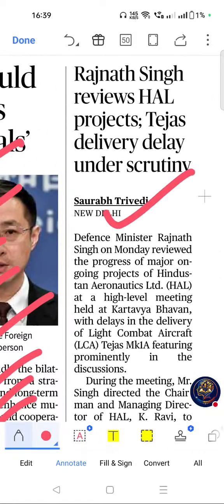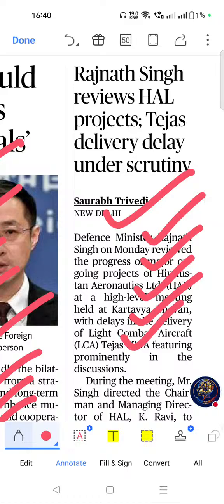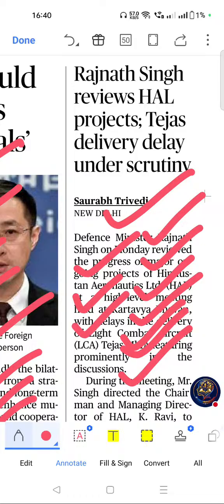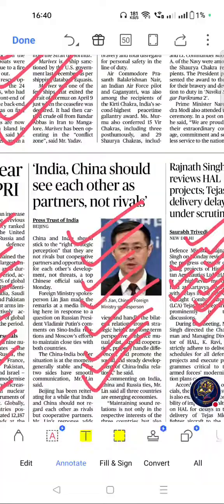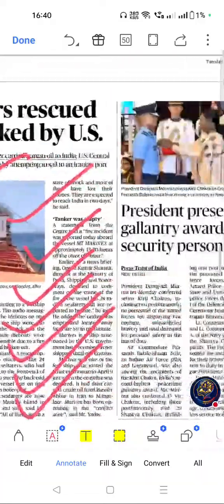Was this? Rajnath Singh reveals HAL project Tejas delay under scrutiny. If you see the importance of this topic, Tejas is a favorite UPSC defense topic, important for defense indigenization and relevant for Atmanirbhar Bharat. Key themes are HAL, LCA Tejas, defense manufacturing, and Make in India. Possible question areas are HAL, GE F404 engine, and Tejas Mk1A. These are the possible question areas. Move on to the next important article from this page, which was this one.